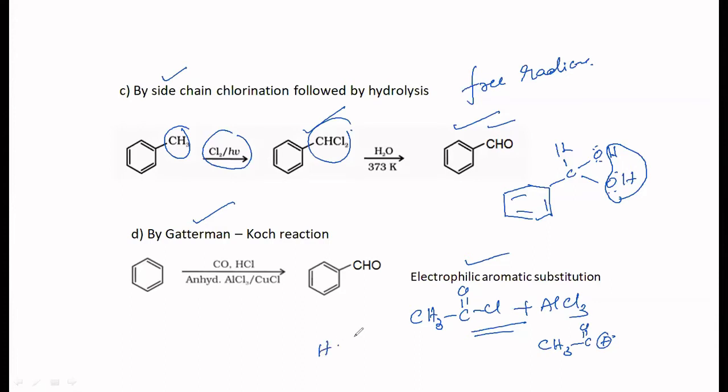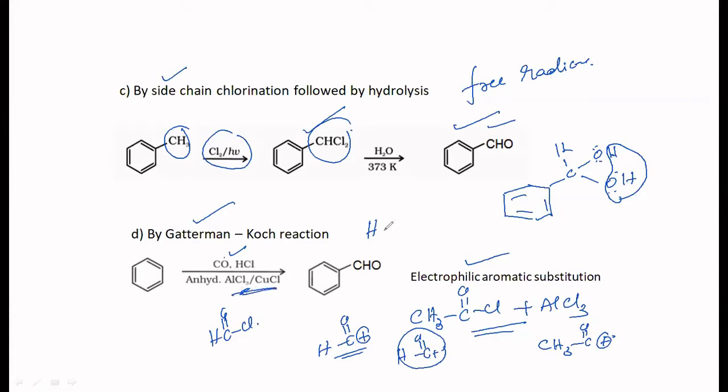Similarly, HC double bond O, HCOCl itself is unstable. So if it has to be formed, that is HC double bond O plus, this electrophile has to be formed during the course of the reaction itself. That is exactly what happens here. So this is the electrophile which is generated in this reaction: carbon monoxide, HCl in presence of AlCl3.